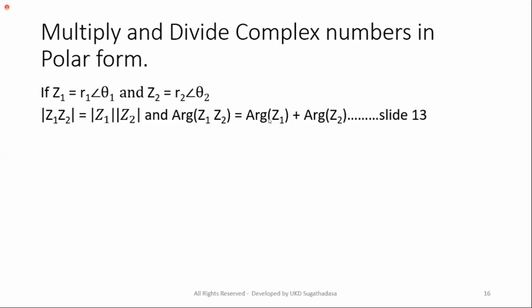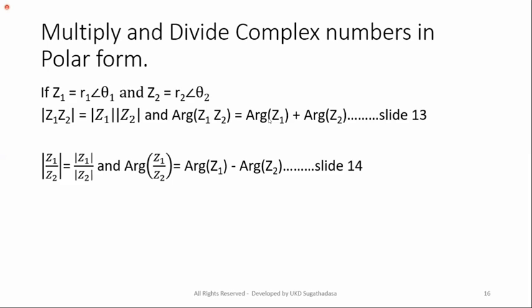What is modulus of Z1 Z2? It equals modulus Z1 times modulus Z2, from the previous formula R1 R2. Argument is argument of Z1 plus argument of Z2, that is theta 1 plus theta 2. You see, slide 13 describes that formula. Similarly, the division also: the modular value of Z1 by Z2 equals modular value of Z1 divided by modular value of Z2. Argument of Z1 by Z2 equals argument of Z1 minus argument of Z2. Every time, these two formulas are applied.